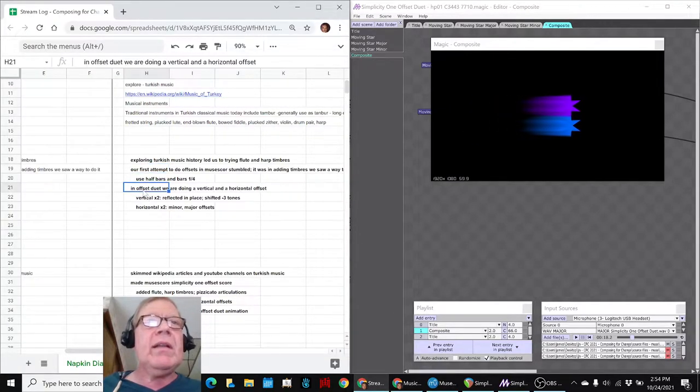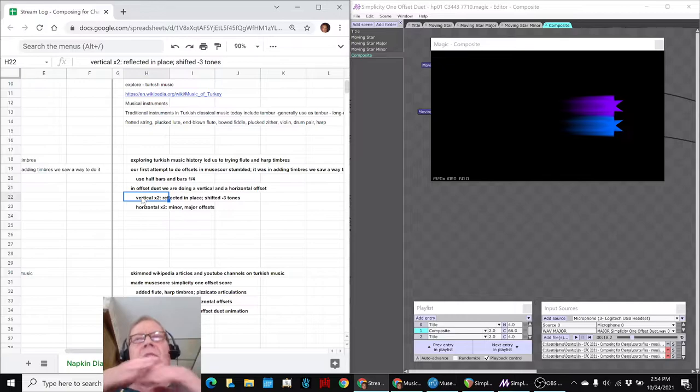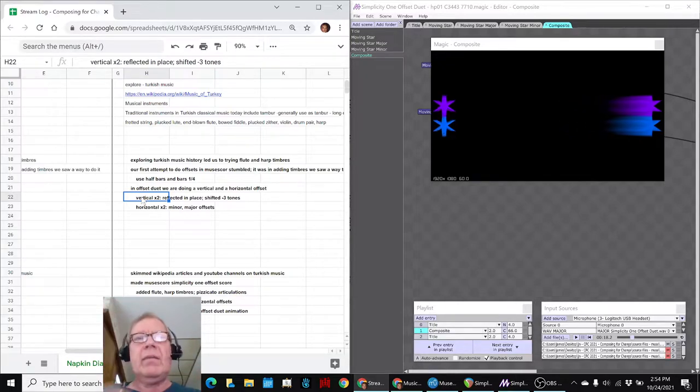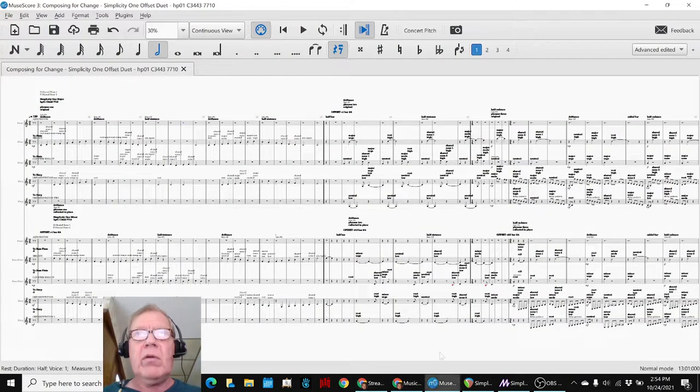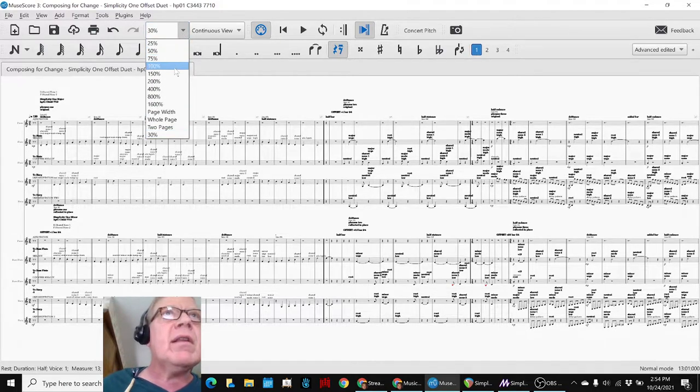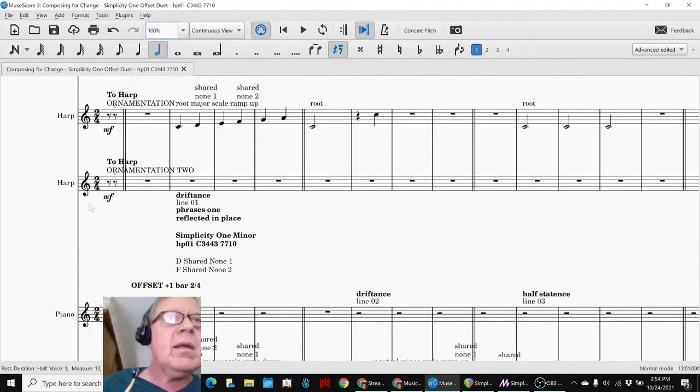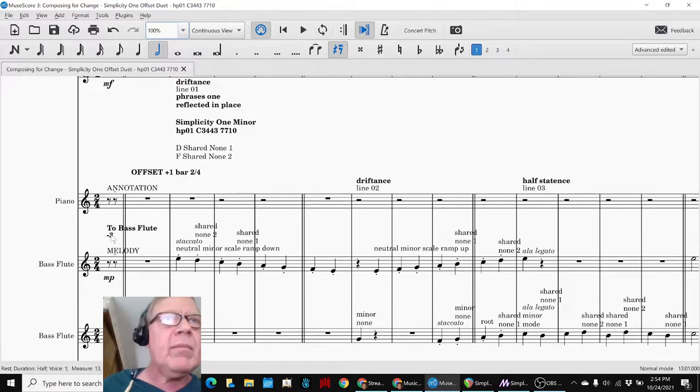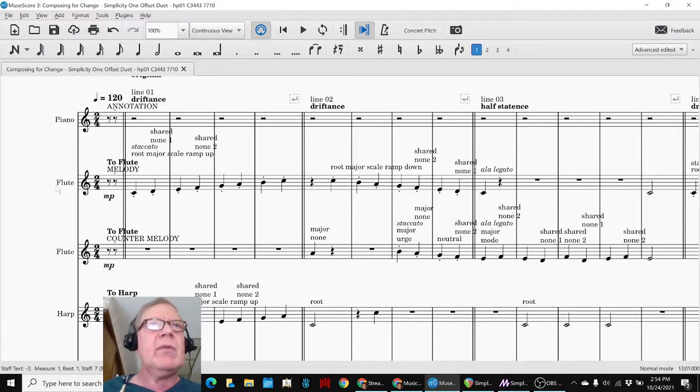The cool thing about the offset duet is not only are we doing an offset vertically, where the bottom of the music, the lower row, is being reflected in place to the minor, but also, as we discussed yesterday, the minor part was knocked down by three steps so that it was in sync with the upper.